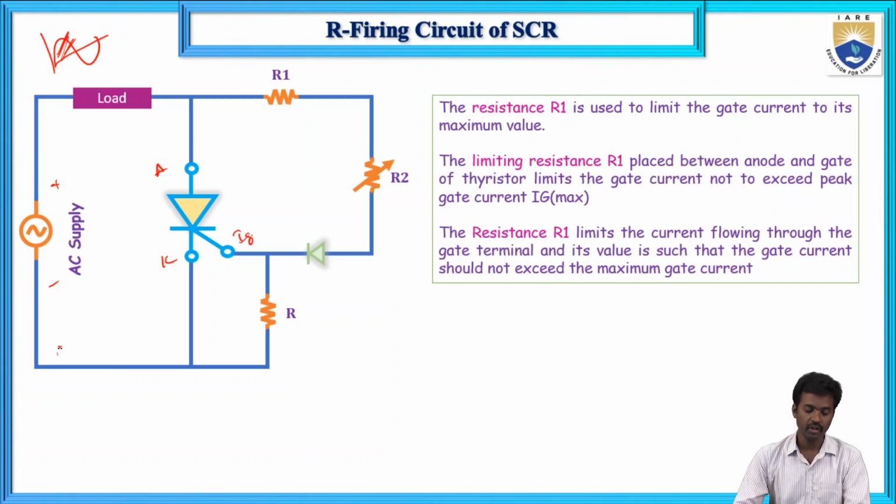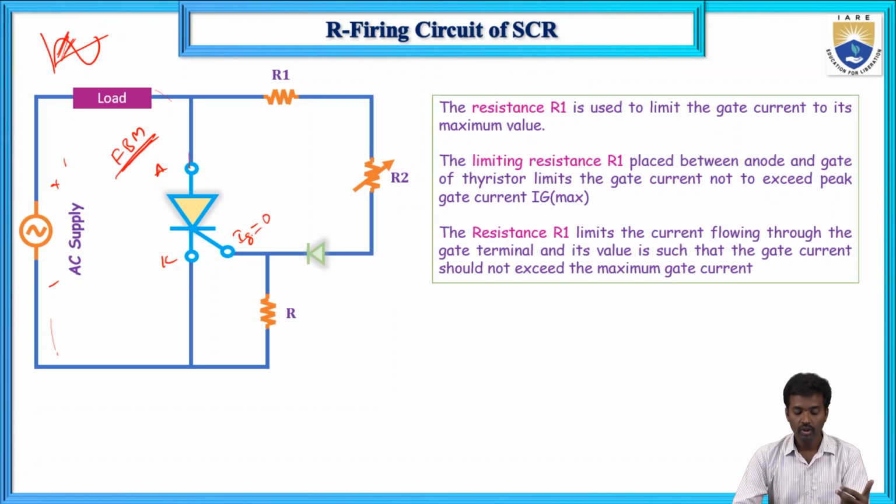Now what will happen? Initially, during the positive half cycle, the thyristor is in forward blocking mode. When the positive terminal of the battery is connected to the anode and the negative terminal of the battery is connected to the cathode, that is the case for a battery. Here we are giving positive supply, so this is in forward blocking mode, because we are not giving gate current.